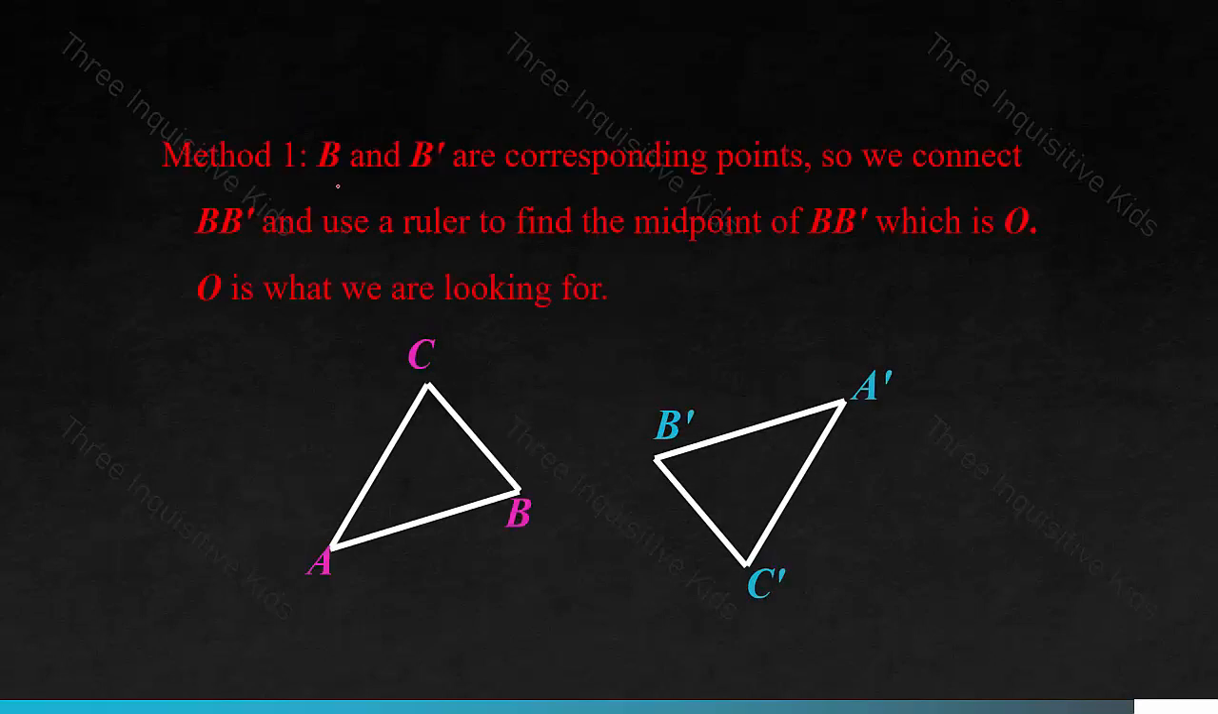You can see that B and B prime are corresponding points. So we connect B and B prime and use a ruler to find the midpoint of BB prime, which is O. And O is that center of symmetry.